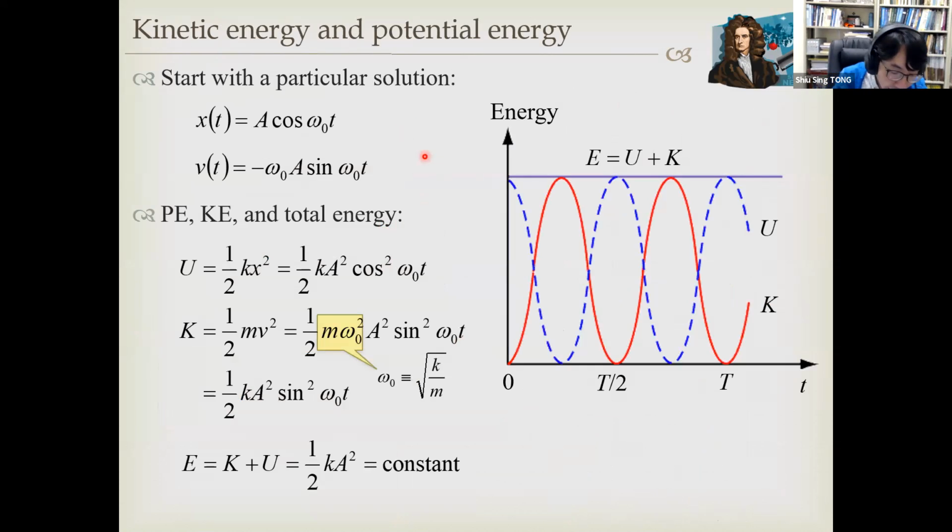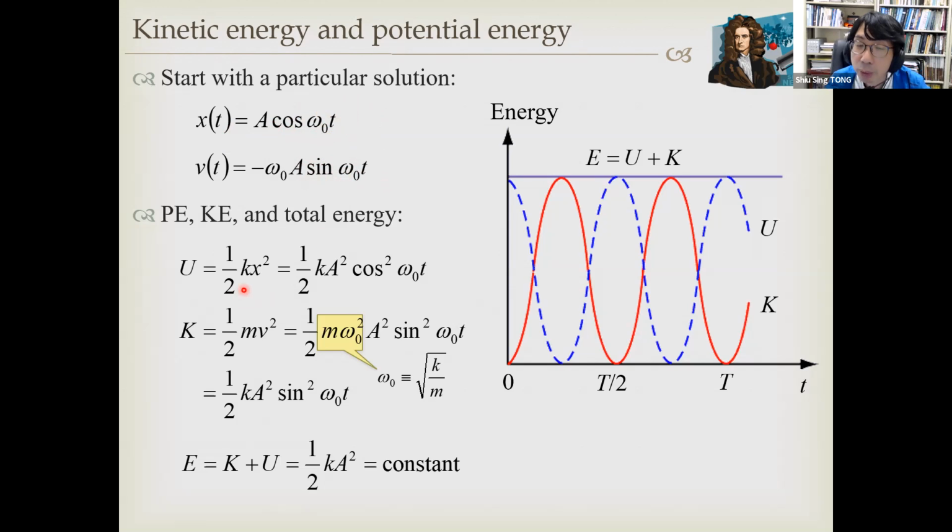Now we can talk about the energy. In order to calculate the mechanical energy of the system, we have to know the velocity and the displacement, but both we know, right? Already calculated. The displacement goes as a cosine function. The velocity goes as a minus sine function.